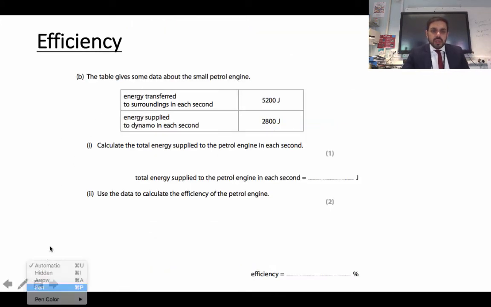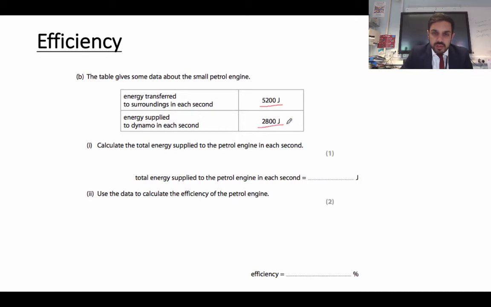Okay. The table gives some data about the small petrol engine. Not including the other question, doesn't matter. Energy transfer to the surroundings in each second. So that's how much energy is transferred to the surroundings. 5,200. Energy supplied to the dynamo in each second.